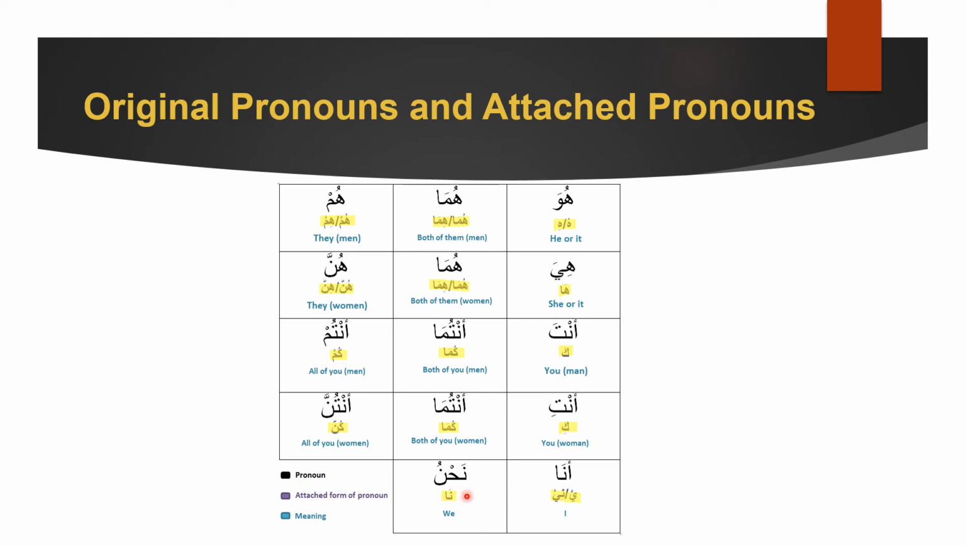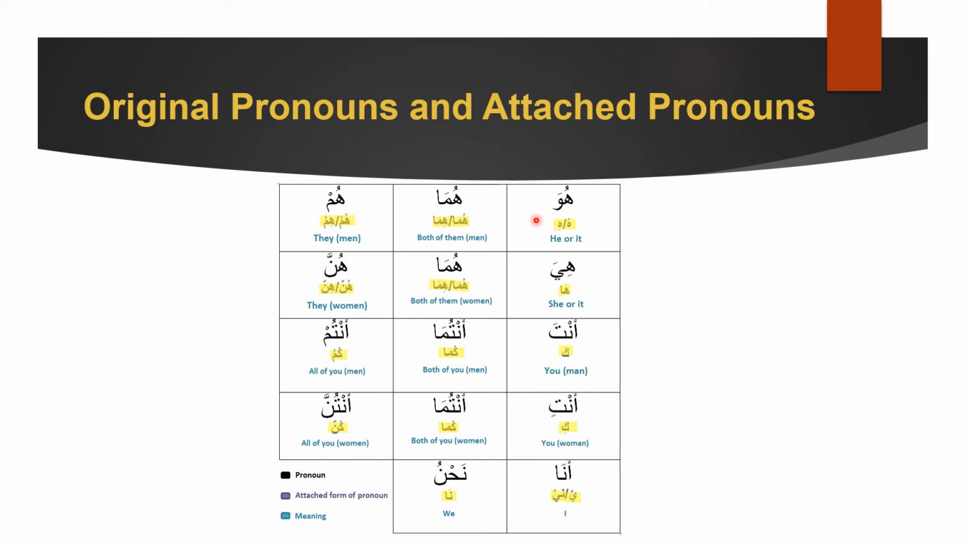And you need to memorize the attached version because most of the time in the Quran, the attached version will come. They are independent pronouns. They are very, very much independent pronouns. But attached pronouns are more in the Quran. So you need to really memorize the attached pronouns too. So the three things you need to memorize are the original pronouns, attached pronouns, and the meanings.